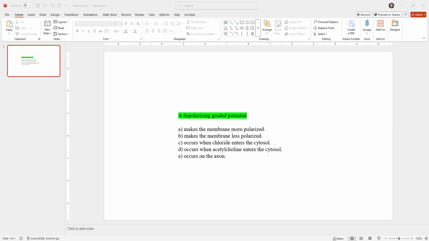The logical sense to me is B. Does everyone agree? Anyone want to disagree? If it's depolarized, my brain just says that means it's less polarized. Exactly. Depolarization is going up, and then repolarization is coming down. So it's becoming less polarized. It's coming towards zero because resting membrane potential is negative, right? Yep. And so when sodium comes in, it's depolarizing. That means it's coming closer to zero. It's becoming less polarized.